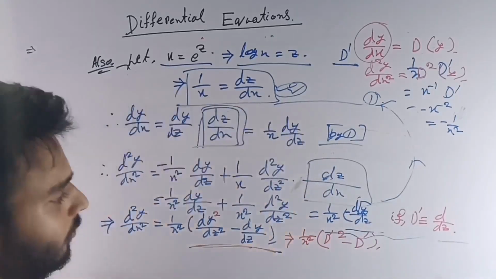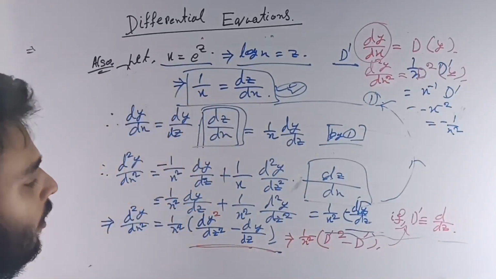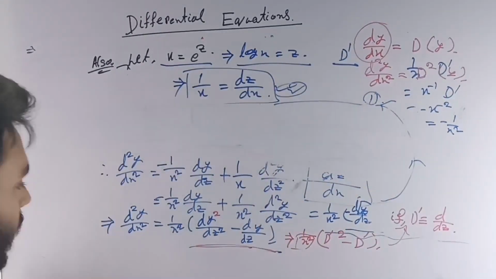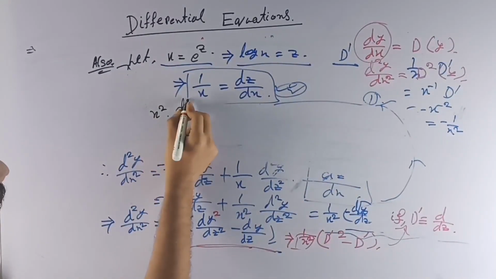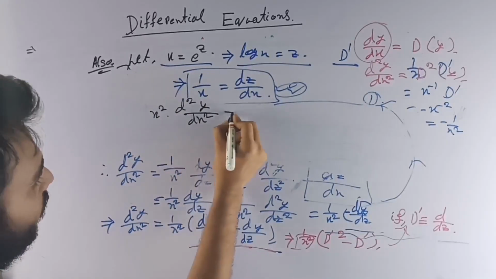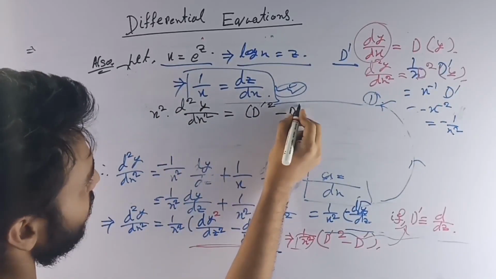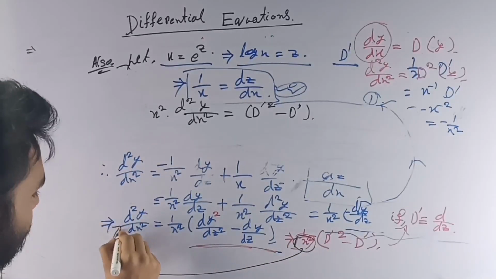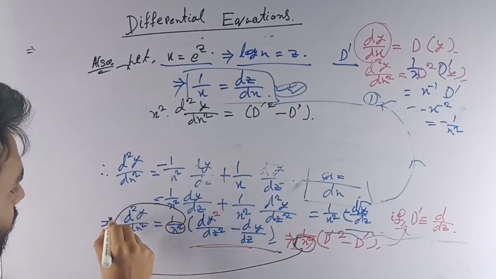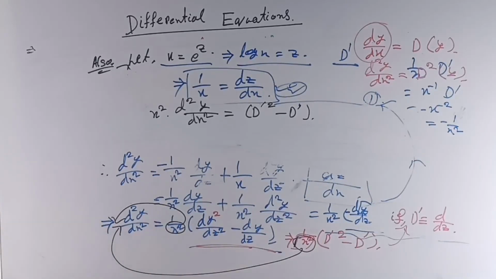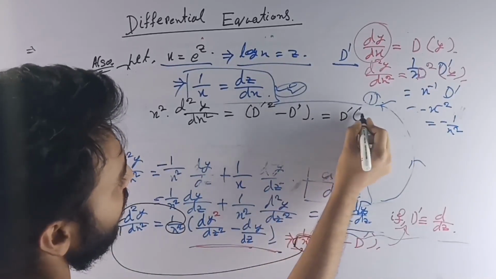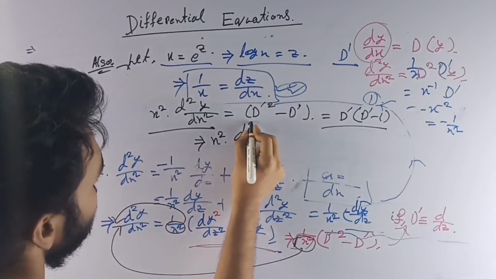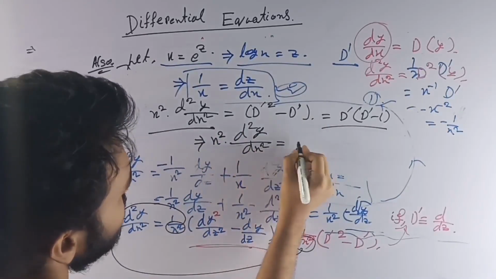Okay, if I write here, now D naught equals d by dz and D equals d by dx. So don't mistake dz and dx. Now x square times d2y by dx2 is coming here. I also say that the left-hand side becomes the right-hand side. So now x square times d2y by dx2 equals D naught square minus D naught, which equals D naught times (D naught minus 1).